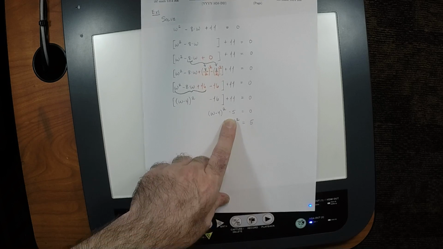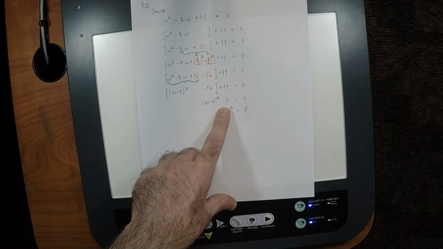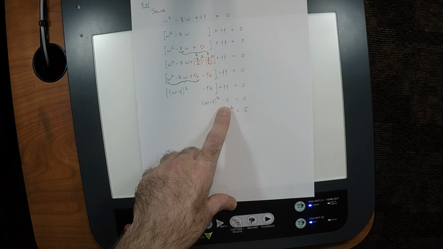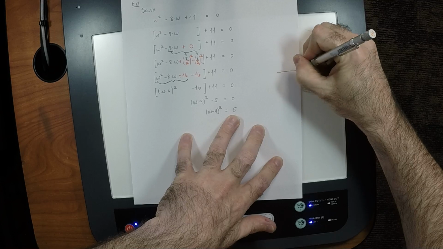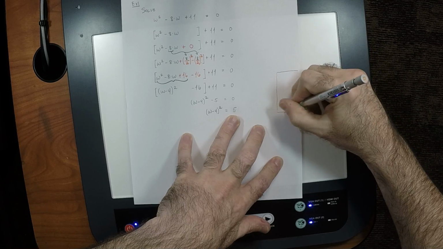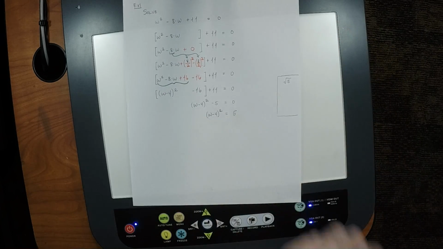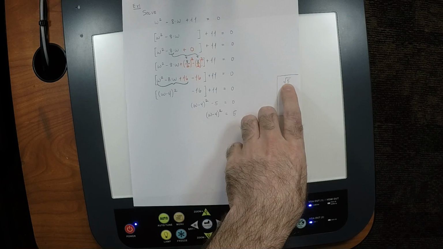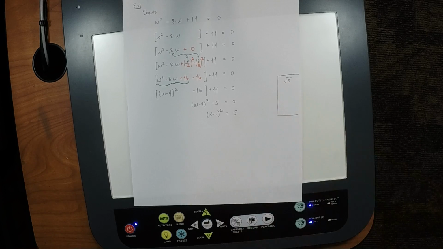It says 5. What do we need to square so that we get 5? The square root of 5, or negative square root of 5. Now, to be clear, here's the problem. This thing that I wrote here, square root of 5, is that a number? Yeah. It's the number that when you multiply it by itself, you get 5.